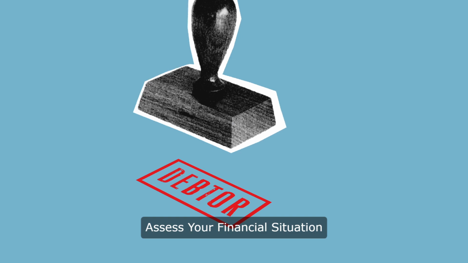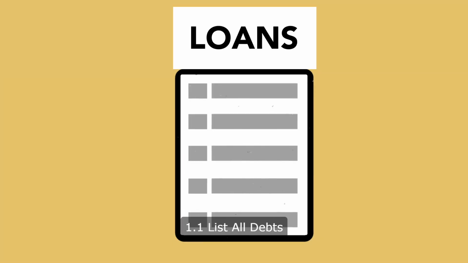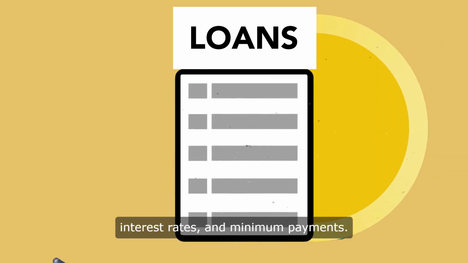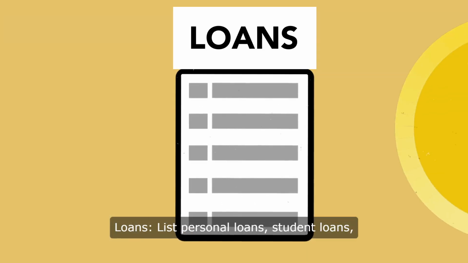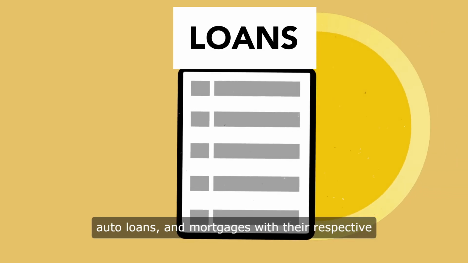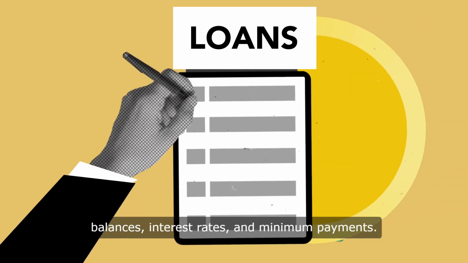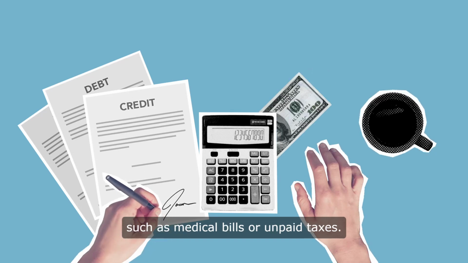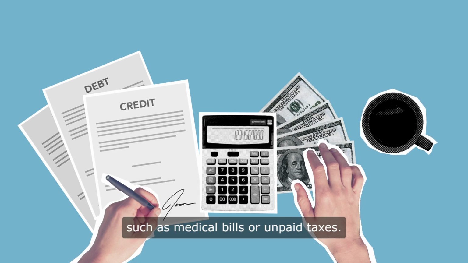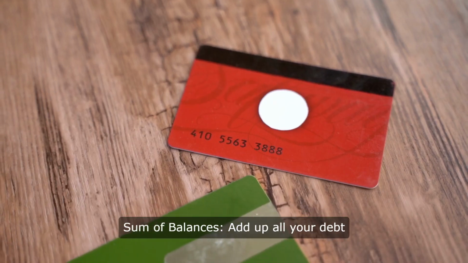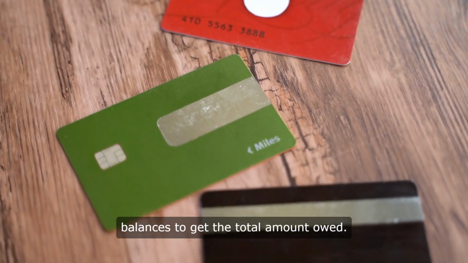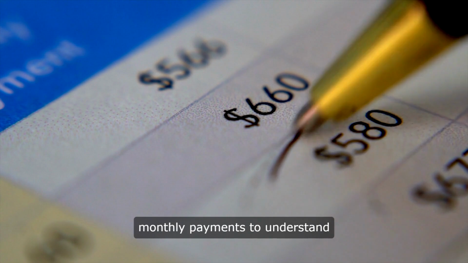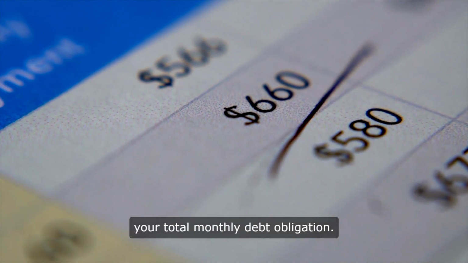Number 1. Assess your financial situation. 1.1. List all debts. Credit cards: include balances, interest rates, and minimum payments. Loans: list personal loans, student loans, auto loans, and mortgages with their respective balances, interest rates, and minimum payments. Other debts: include any other debts, such as medical bills or unpaid taxes. 1.2. Calculate your total debt. Sum of balances: add up all your debt balances to get the total amount owed. Monthly payments: add up all your minimum monthly payments to understand your total monthly debt obligation.